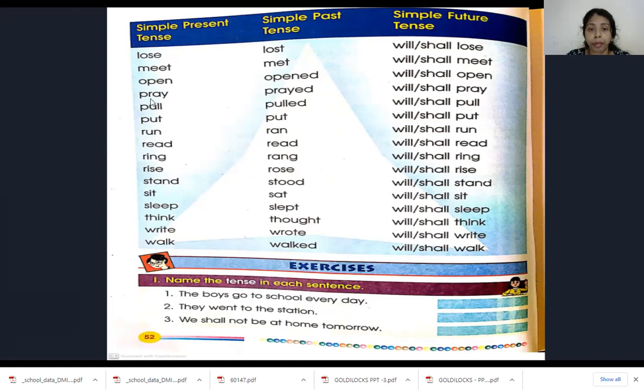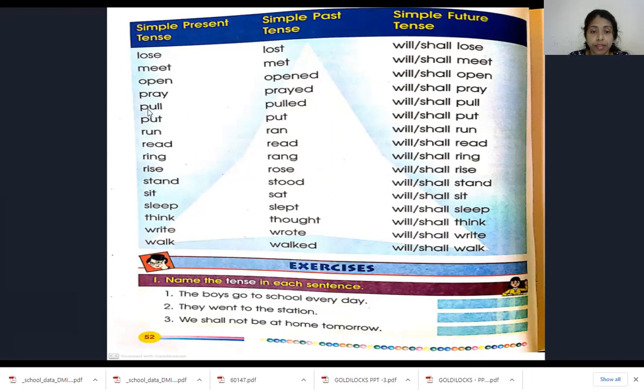Next one is pray. Present form, the word will be pray. For the past form, it will become prayed. Pray, prayed. And for the future form, it will be will pray or shall pray.